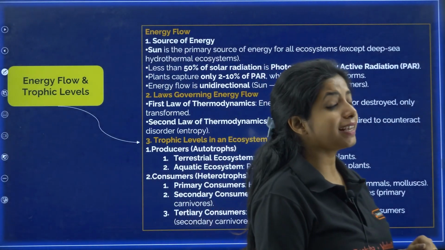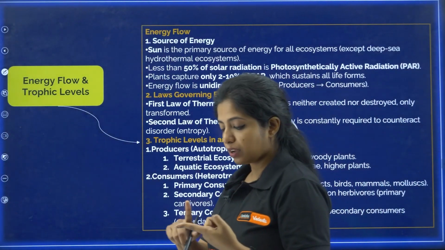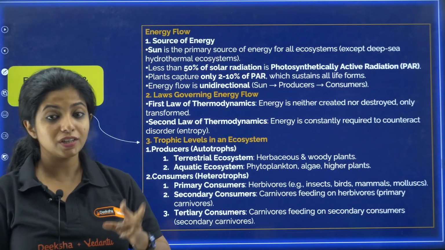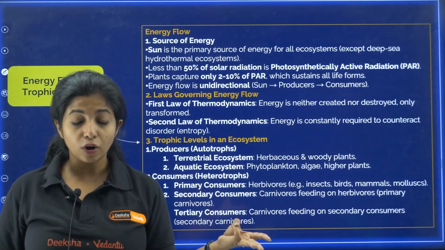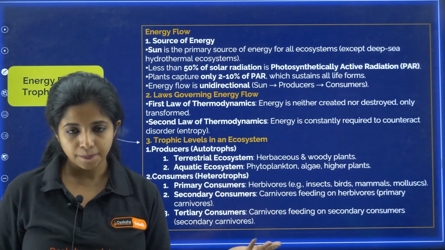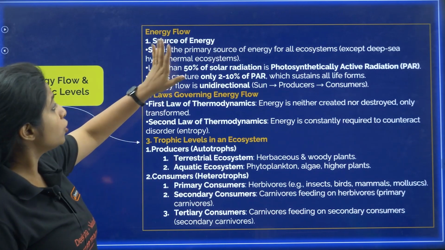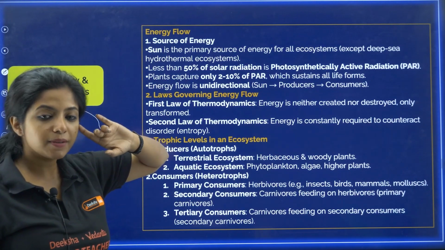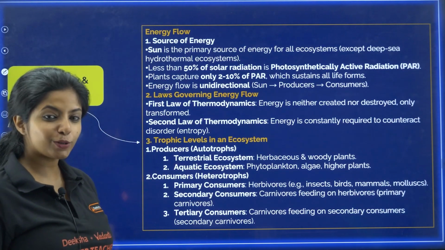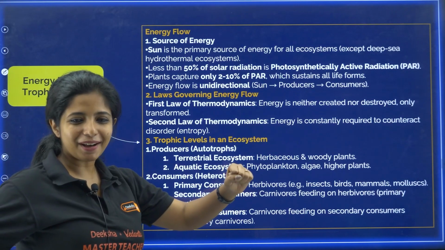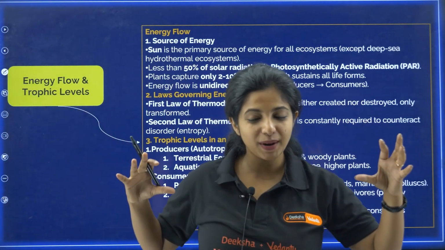Now, the next thing that we have is energy flow. We are done with productivity, we are done with decomposition, and now this third function of the ecosystem is energy flow, my dear children. So energy flow and trophic levels, this is the topic as of now. What is the major source of energy? Ma'am, glucose. Is glucose the major source of energy? No. Where do you get glucose from? From the plants basically.